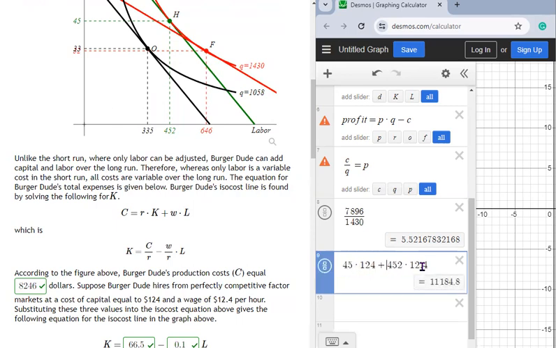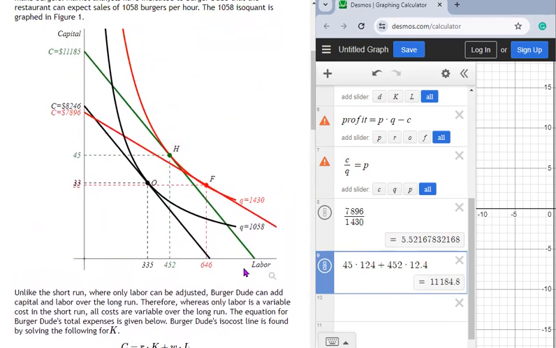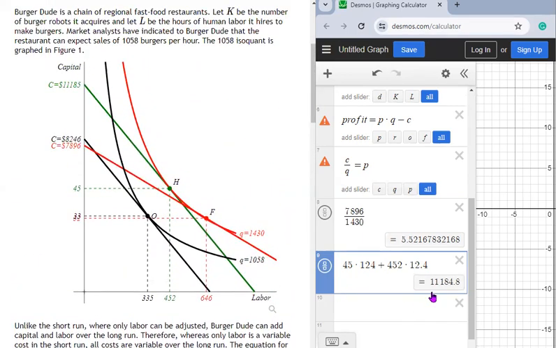And capital costs 124 per unit, right? So the cost at point H, assuming prices haven't changed, the unit costs of these factor inputs, is in fact 11,185 if you round to 0 decimal places, right? That 8 makes that a 5. So that value is correct, and that's how you'd calculate it if you don't see it up here.